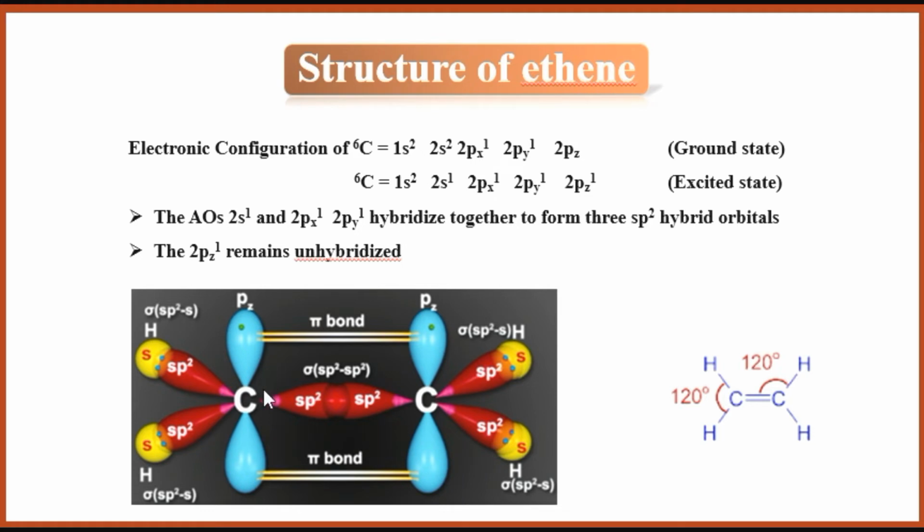And the remaining 2pz unhybridized orbitals would overlap side-on, and this would generate a pi electron cloud, making up a pi bond. That would be indicated by drawing another line over the sigma bond in the simple line structure of the ethene compound. Here the bond angle between HCC or HCH would be 120 degree.